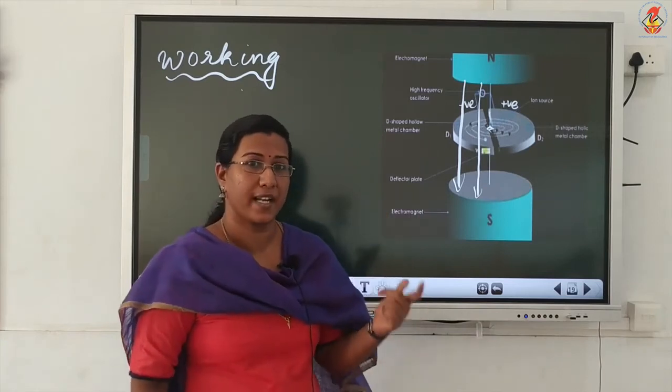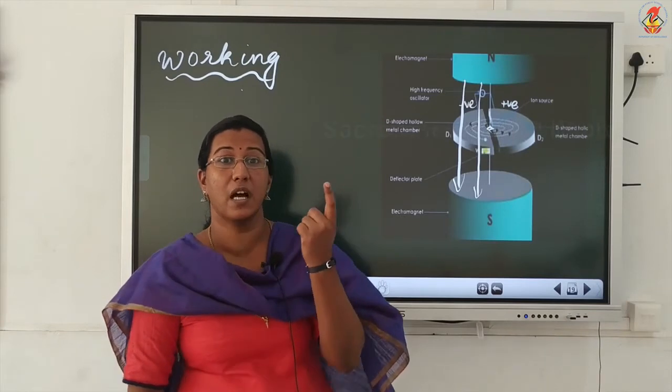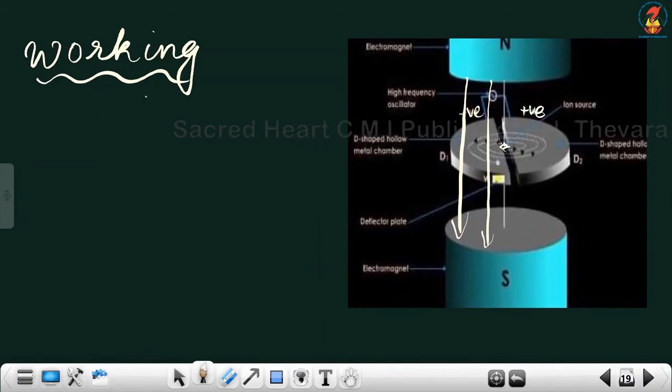When a charged particle enters perpendicular to a magnetic field, what will happen? It will start to move in a circular path, with its velocity. Once it reaches the other end of the dee, the polarity of our oscillator will be reversed automatically, and D2 becomes negative and D1 becomes positive.